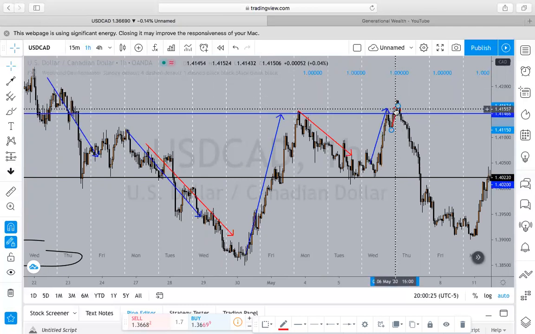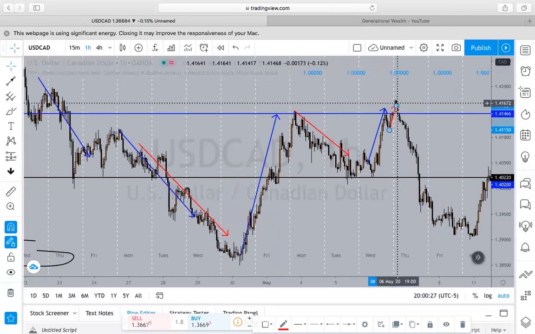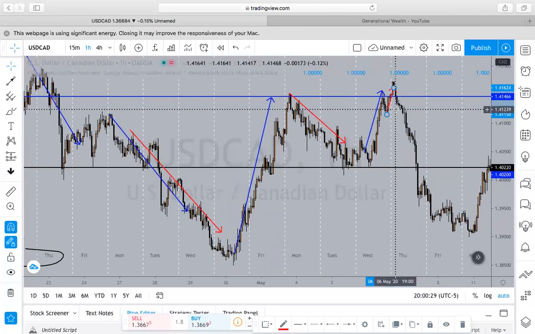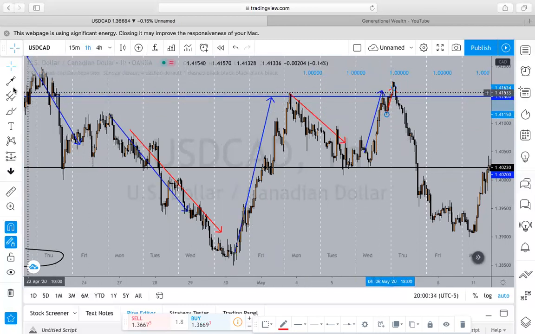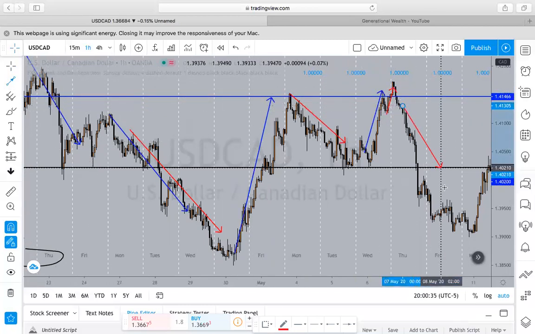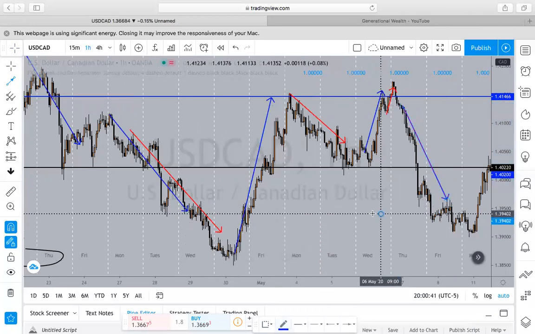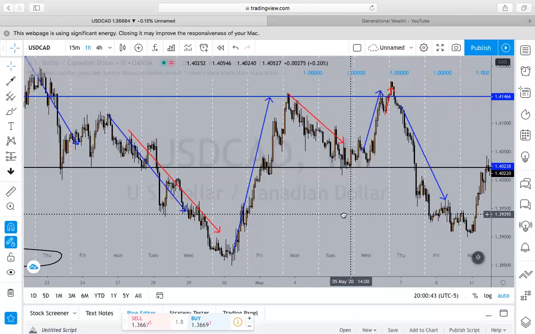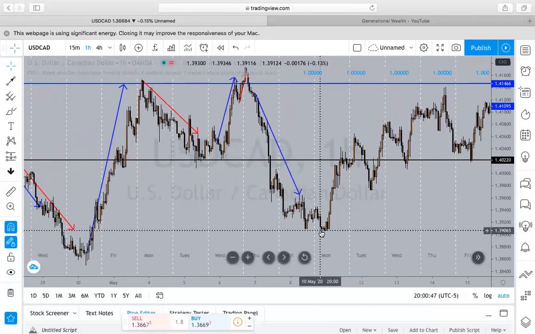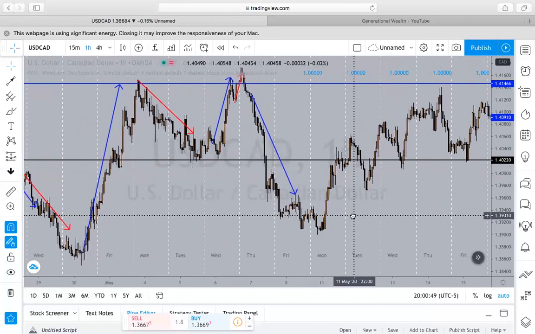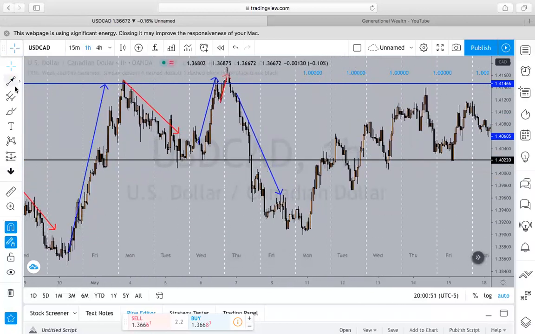So of course that would have induced and manipulated a lot of retail traders to hit stop losses as well, before the market maker decided to push again, push again to the downside to end the week. Start off the week again. What do we see? We start off the week again.